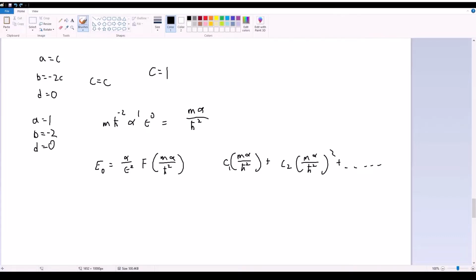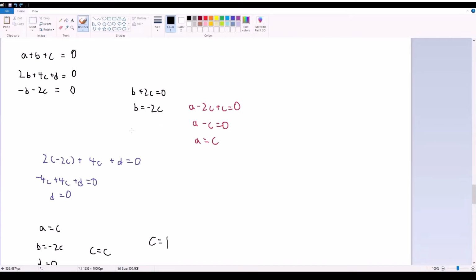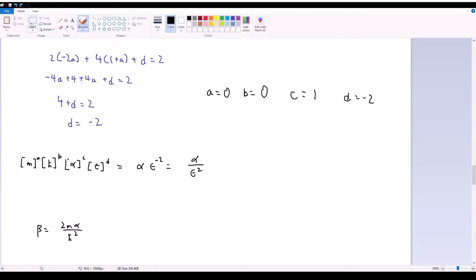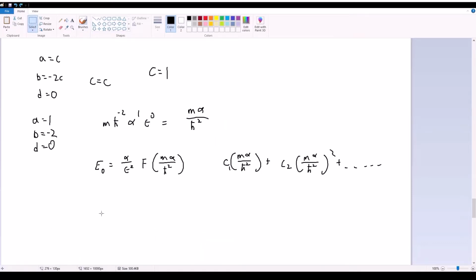Now, the thing that we have to remember is that beta is equal to 2M alpha over H bar squared. So we're missing some stuff. This is not 2M alpha over H bar squared. This is M alpha over H bar squared. But that being said, remember that this 2 here is just quite literally a constant. And constants don't have dimensions.